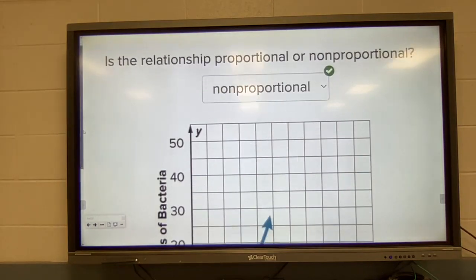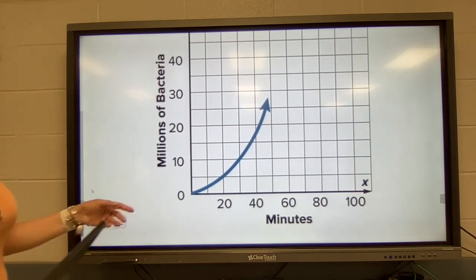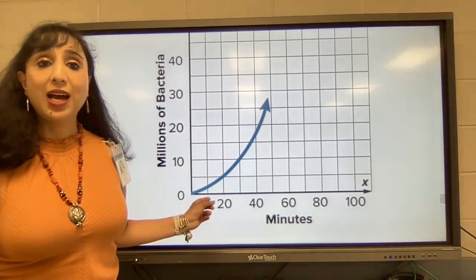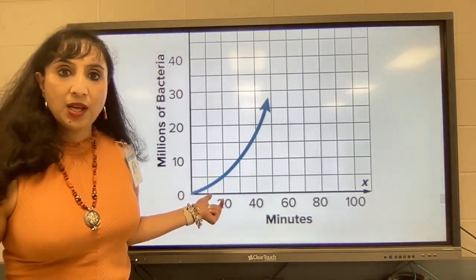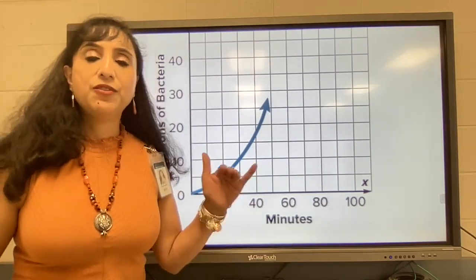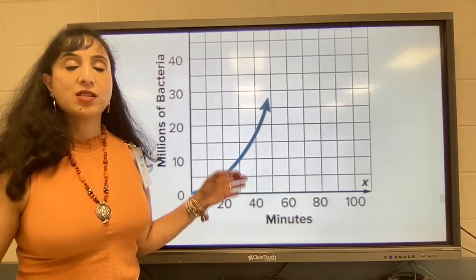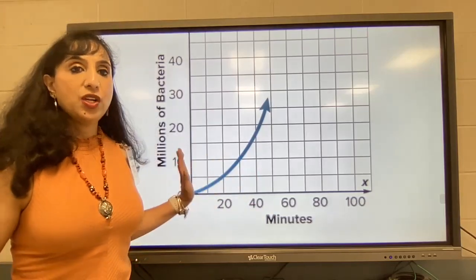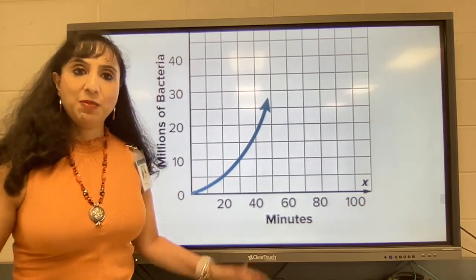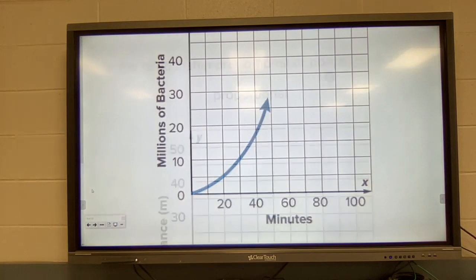Some more quick examples. Look at this one. Even though it is starting at the origin, that line is definitely not a straight line. It's a curved line. Because of that, this is non-proportional. It has got to have the origin ordered pair, which is 0, 0, and be a straight line. So this is non-proportional.